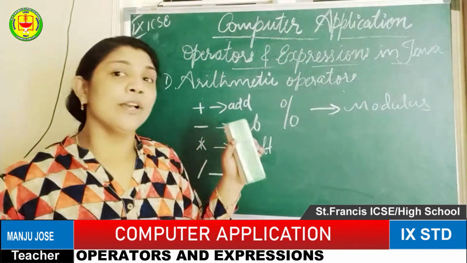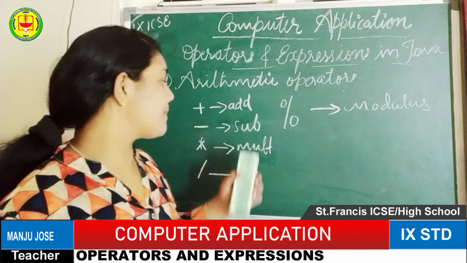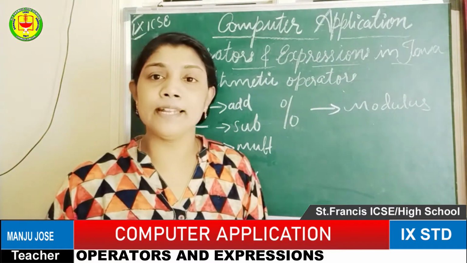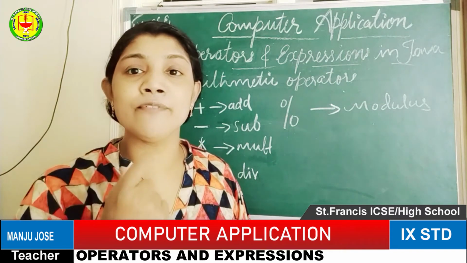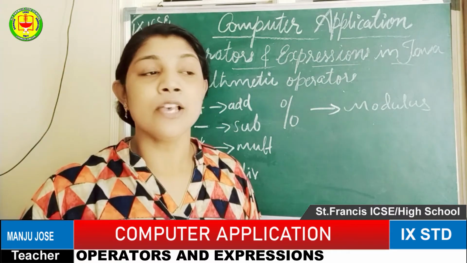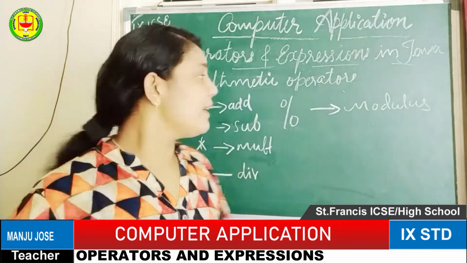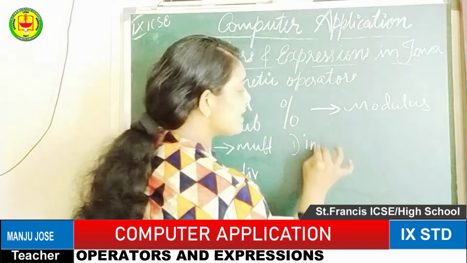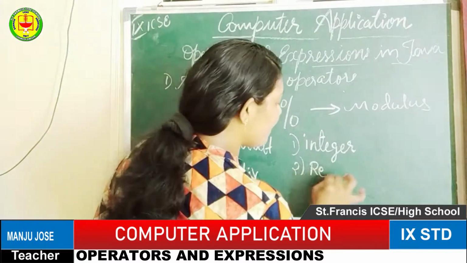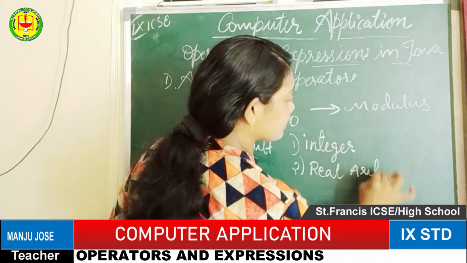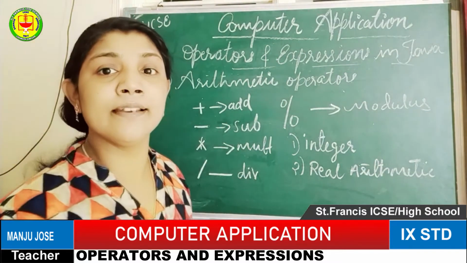We already know that arithmetic operators like addition, subtraction, and multiplication are usually applied to numbers. With numbers only we apply these operators. Actually, arithmetic operators have two categories. The first category is integer arithmetic, and the second one is real arithmetic.